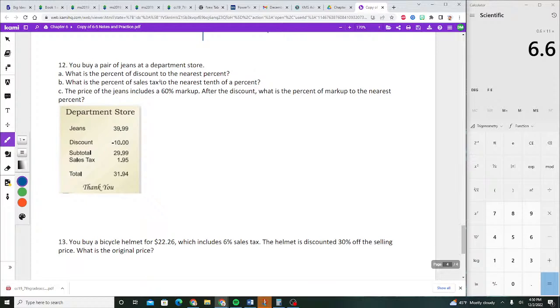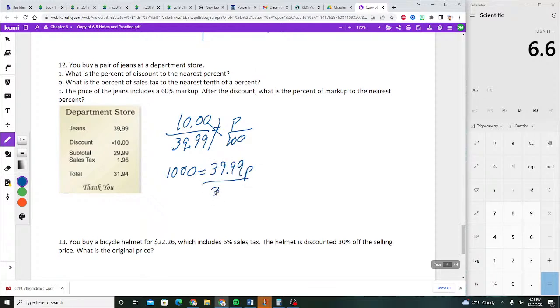What's the percent discount to the nearest percent? So here we go. We know that the jeans are $39.99. We're dropping $10 off them. So P over 100, we cross multiply. 1,000 equals 39.99 P. Divide by 39.99. So 1,000 divided by 39.99. To the nearest percent, that's a 25% discount.